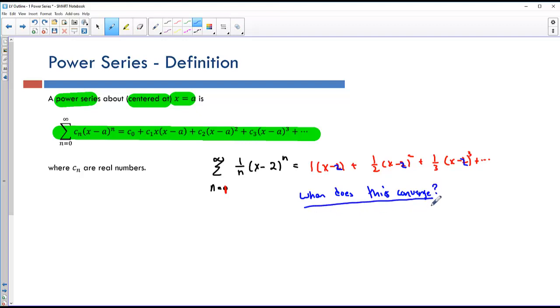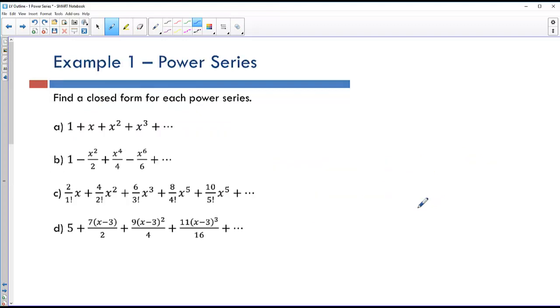But first, let's look at a couple more examples. I have a bunch here for us to do today. I have 4 examples. Realize these are all power series because you're adding basically powers of x. So again, it's like a polynomial that never ends. You just write dot, dot, dot.